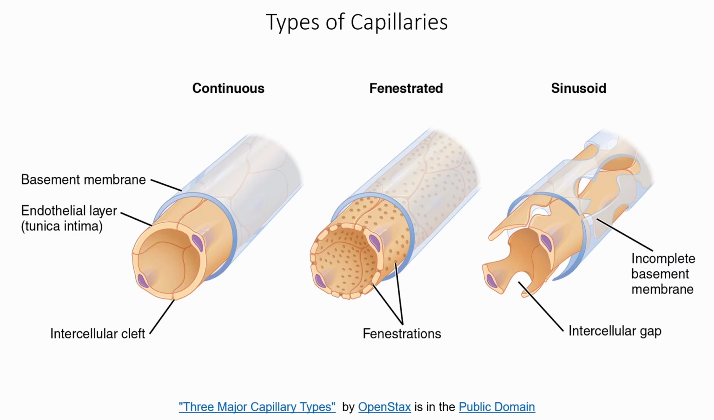And then sinusoid, we see big gaps, right, big holes. Even the basement membrane's not even complete. And this is where we need a lot of leakiness. So your spleen, right, lymph nodes, those are going to be like this, the sinusoid, because we really do want some of that blood to leak out to go through a process.